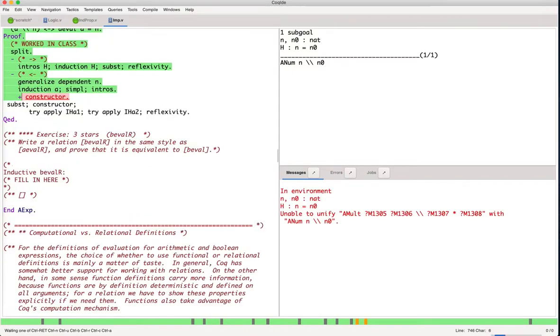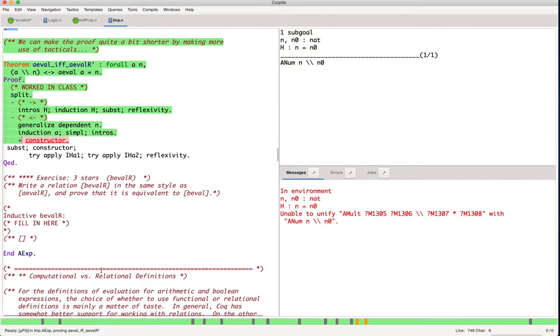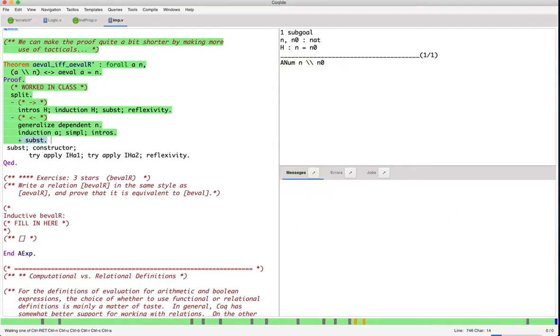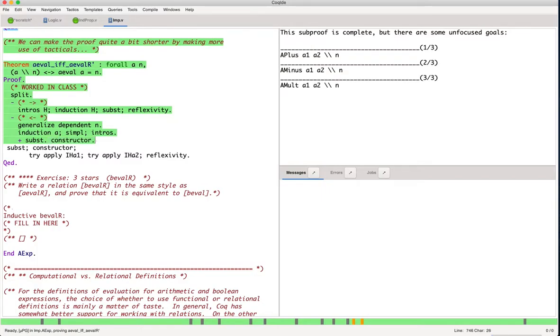And that will find the appropriate constructor. No, it won't. We have to do a substitution first, sorry. Because the a_num constructor requires that the 2 numbers here are the same, whereas without doing the substitution, one's n and one's n0, so they're not necessarily the same. So the subst will do that, and then constructor will solve that because that matches the EA_num constructor.